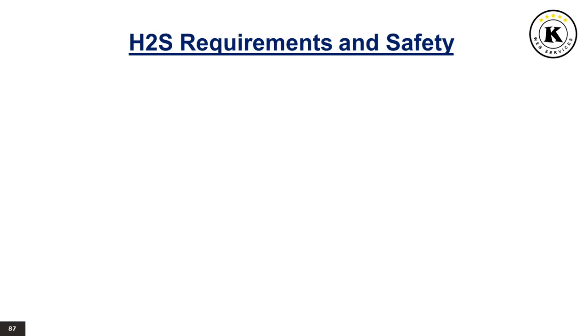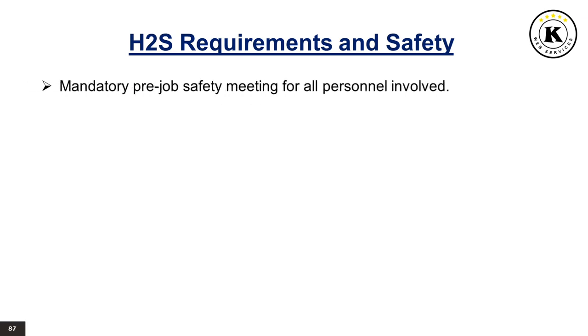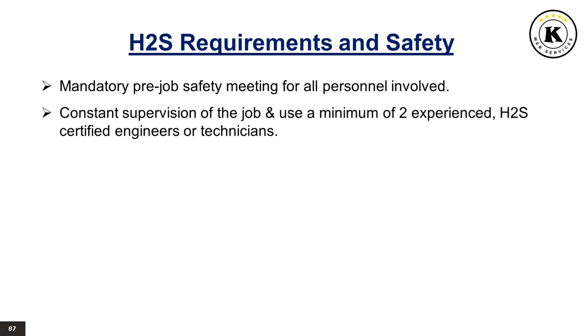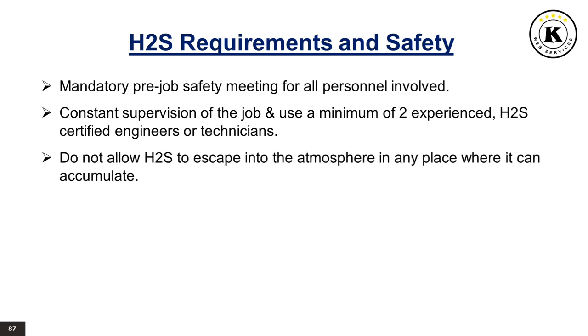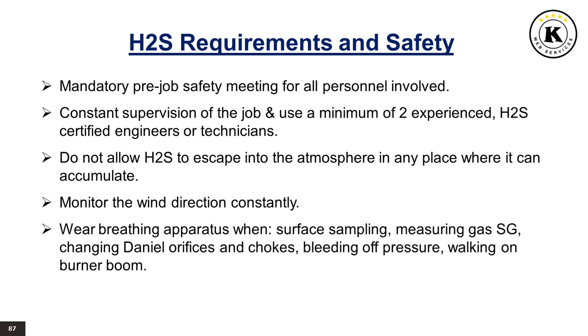H2S operation guidance. Mandatory pre-job safety meeting for all personnel involved. Constant supervision of the job, and use a minimum of 2 experienced, H2S certified engineers or technicians. Do not allow H2S to escape into the atmosphere in any place where it can accumulate. Monitor the wind direction constantly. Wear breathing apparatus when surface sampling, measuring gas specific gravity, changing Daniel orifices in chokes, bleeding off pressure, and walking on the burner boom. Operate instruments with compressed air.